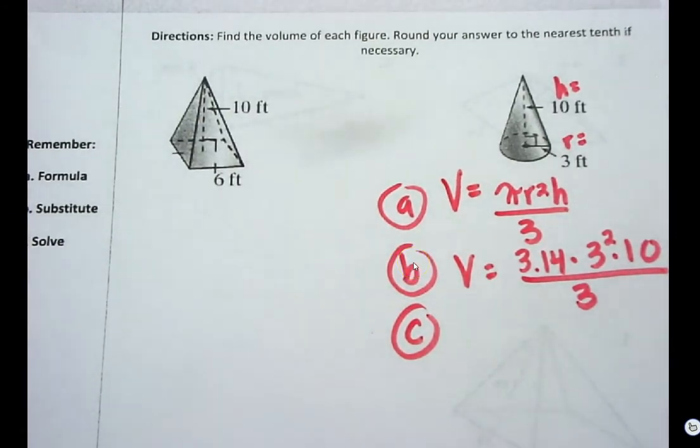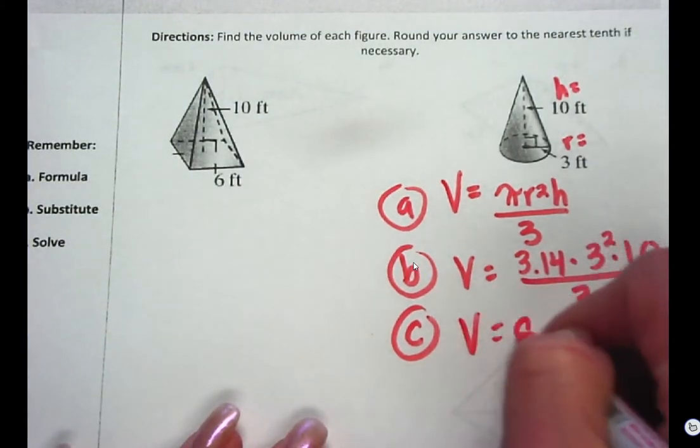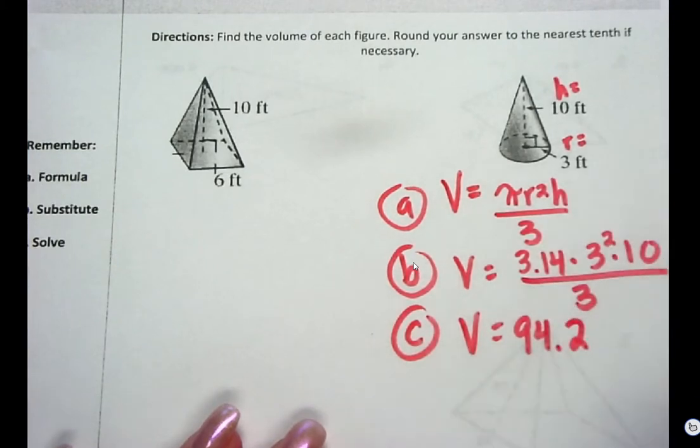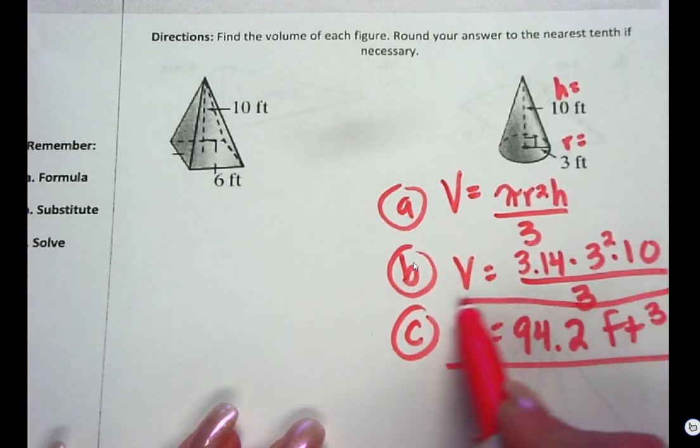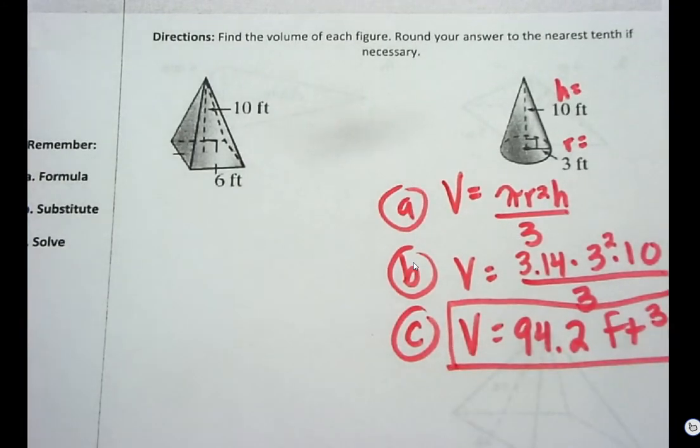So what did we get? Who's got the answer? Volume equals 94.2. And then what are my units? Feet cubed. Pretty easy, right? Just like the cylinder, but one extra step.